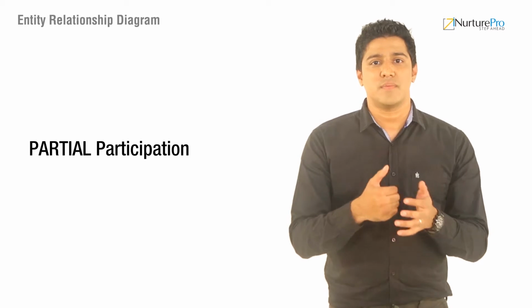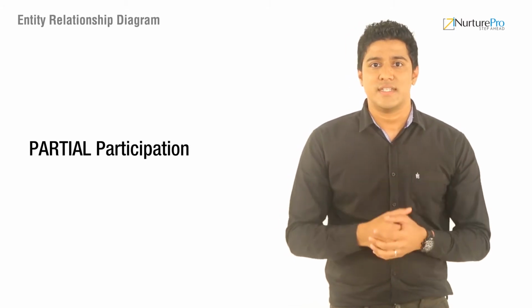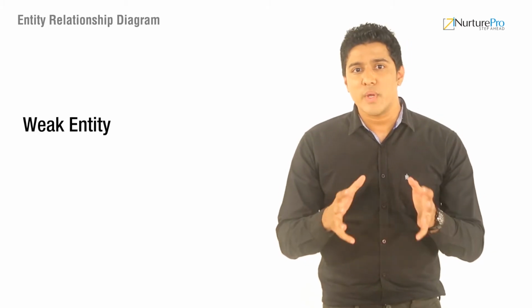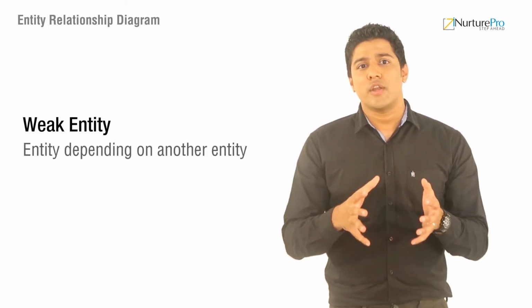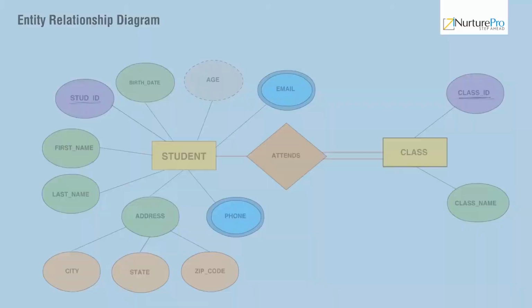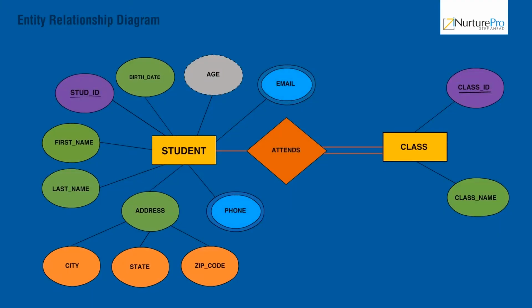So the participation of student in the attends relationship type is partial, which means that some or part of the set of student entities are related to some class entity through attends relationship type, but not necessarily all. There is another entity called weak entity, which depends on another entity. Weak entity is represented using double rectangle.